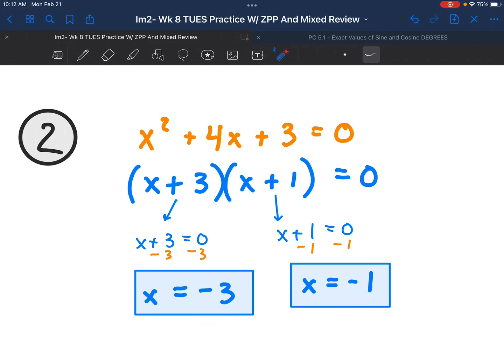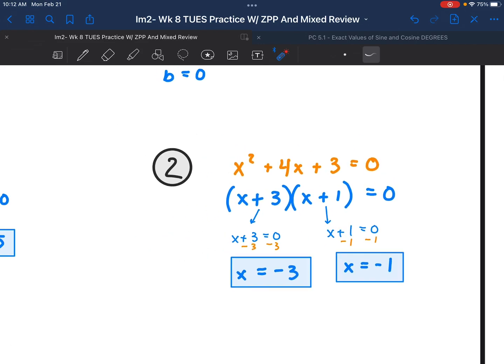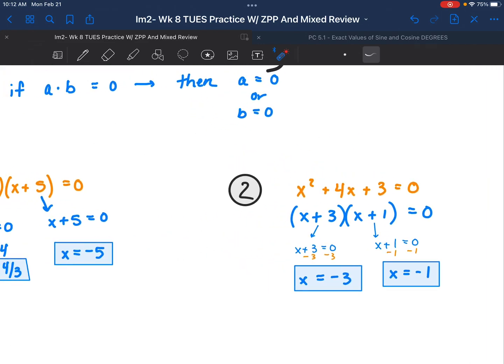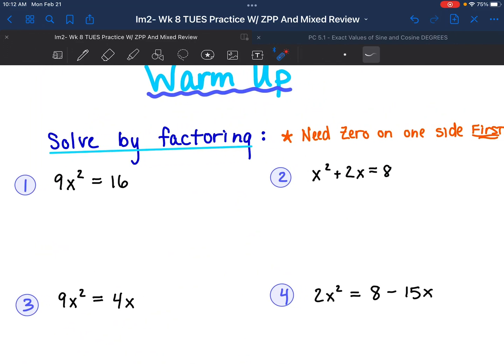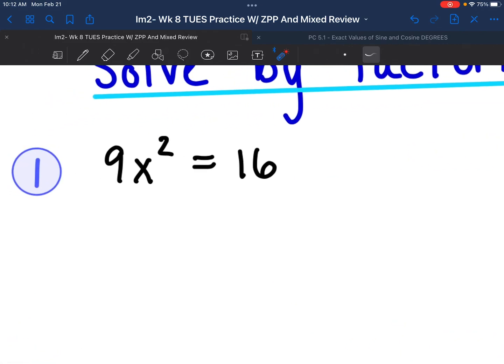So again, go back and watch those videos from last week if you were absent or if that's still a little fuzzy, because now what's going to happen on the warm-up is we don't have 0 on one side. So the first step is to either add or subtract all of your terms over to the other side so that we can use factoring or the zero product property. Okay, so I'm going to get the first two started with you. We'll pause the video and you guys try the rest.